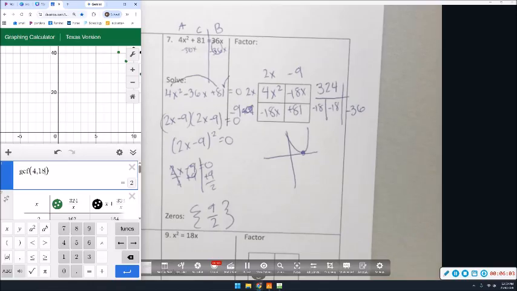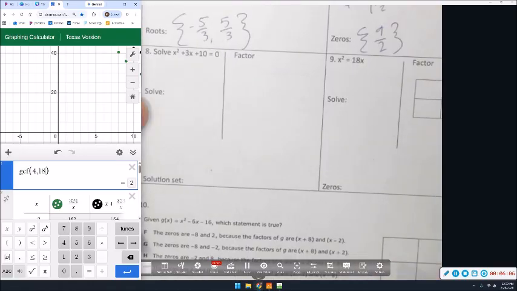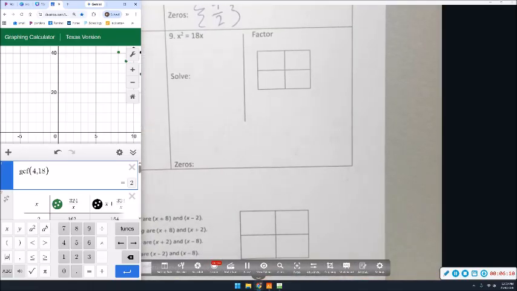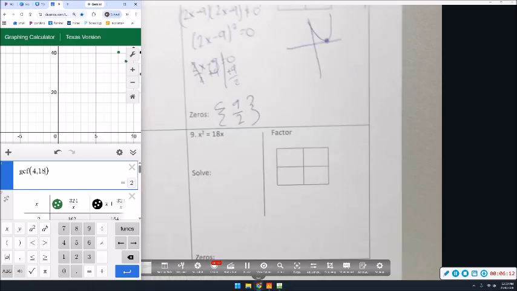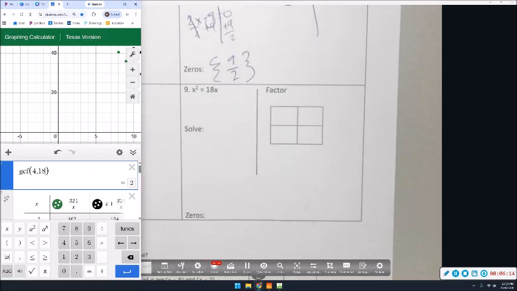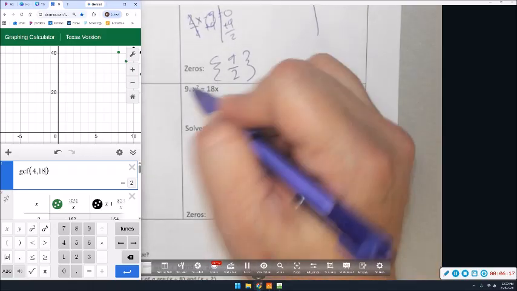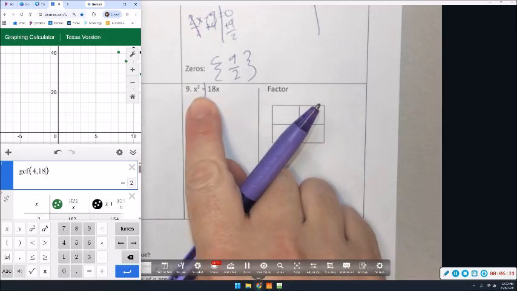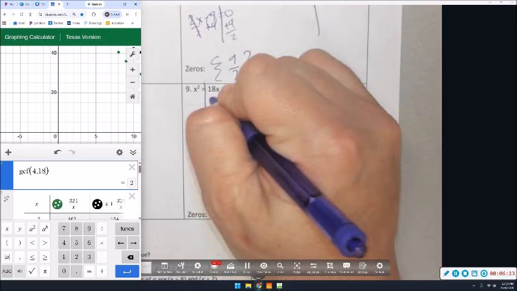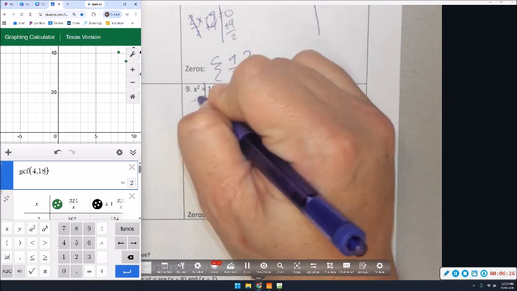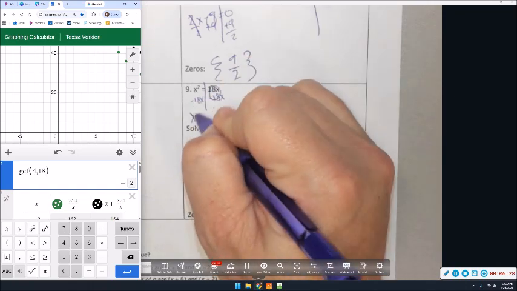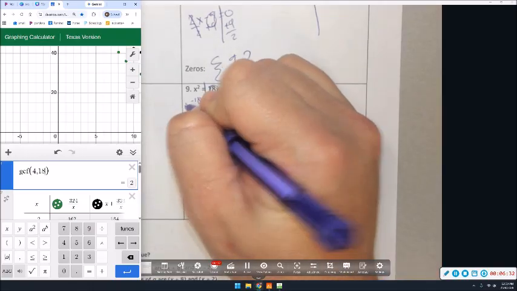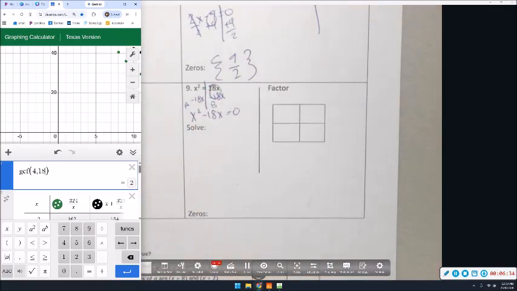Okay, we're going to skip number 8, and we're going to do number 9. We like problems like number 9, we just don't realize it yet. I first have to get it set equal to 0, right? We don't ever want to move a, so we're going to move this side. So I'm going to do minus 18x. So we get x squared minus 18x equals 0.